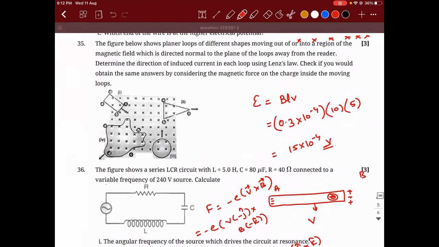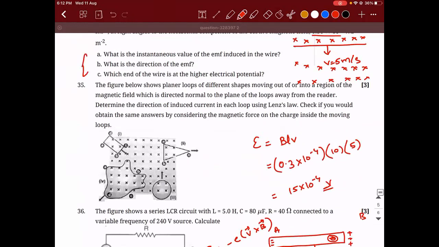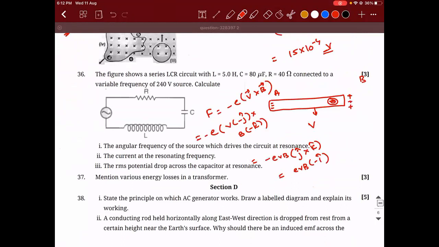Next. So that's what they asked. So we have answered these questions. No. 35th is a textbook problem. This we have already solved, so I'm leaving it to you. Now we are going to solve 36th.